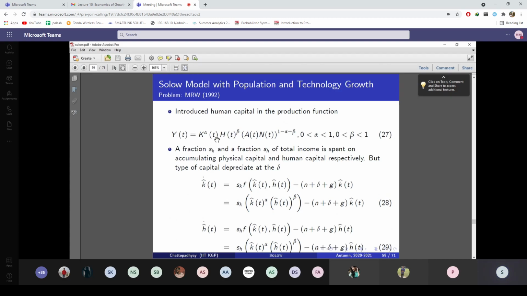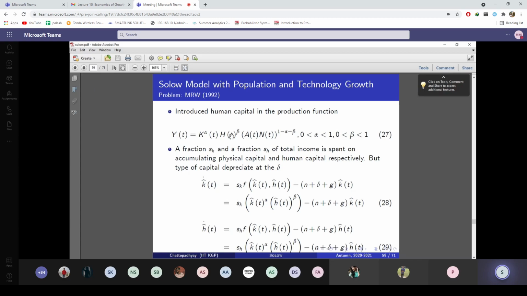K_t to the power alpha, H_t to the power beta, and (A_t N_t) whole to the power 1 minus alpha minus beta. Again, standard, only labor augmenting production function, and again constant returns to scale. Now I have introduced H over here, human capital. They have measured human capital as the average enrollment rate in secondary education for different countries.